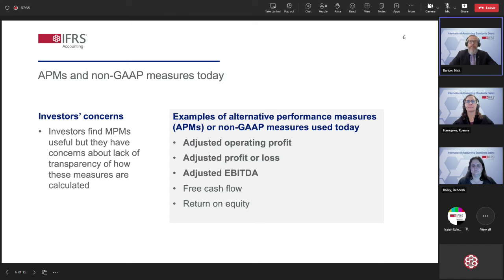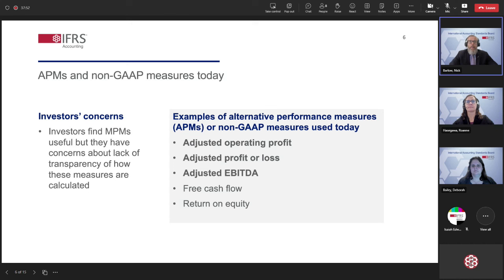So in response to these investor concerns, IFRS 18 introduces disclosure requirements, which will increase the transparency and the discipline in the use of some of these measures by requiring companies to disclose information about them in the financial statements, where they will be subject to audit.